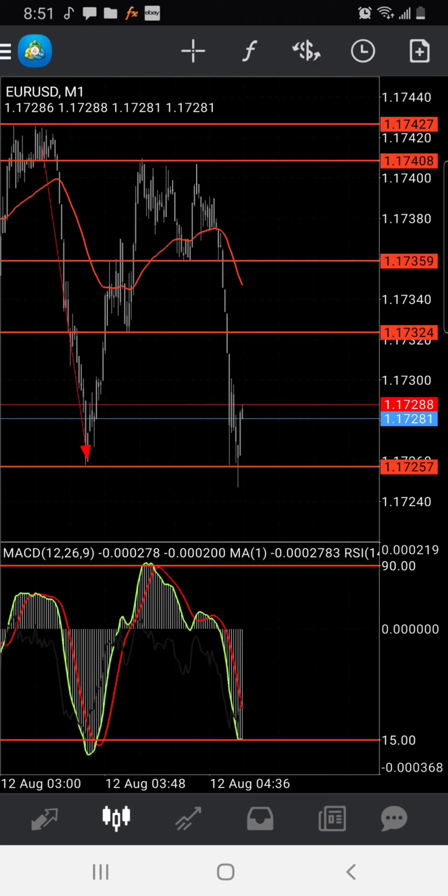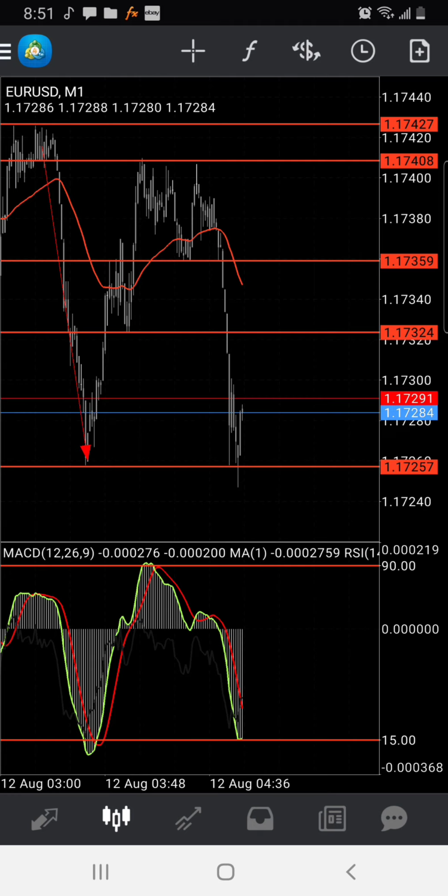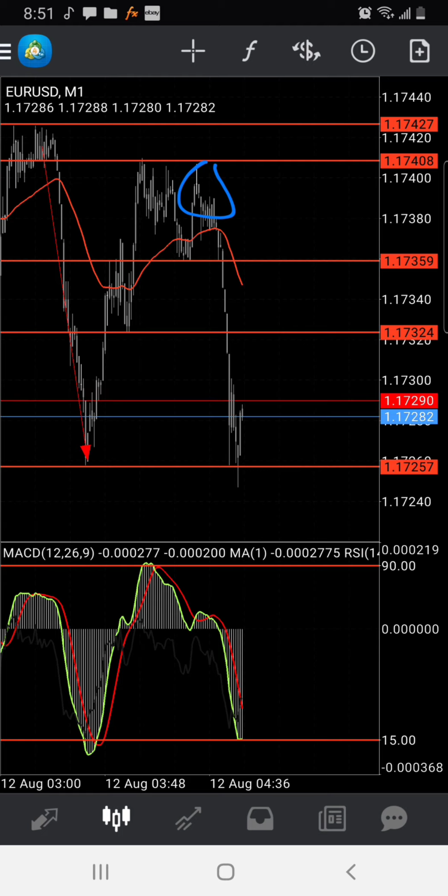So as you see, this just may be a minor pullback, but hey, look, I caught that sell. This is how I easily catch scalps. This is how I easily catch profits right here. This is as easy as it gets.